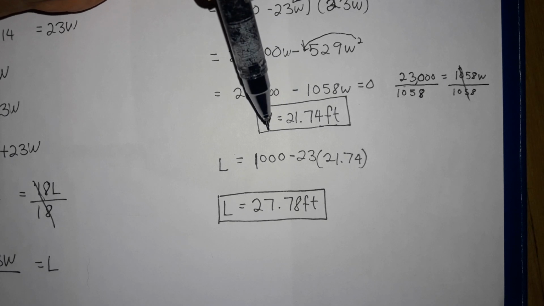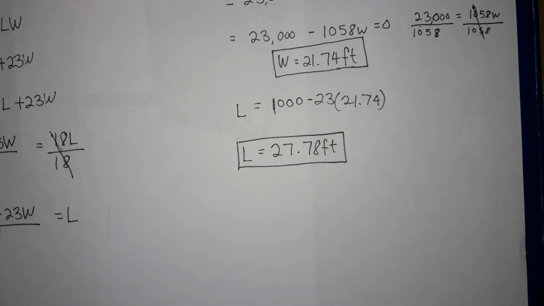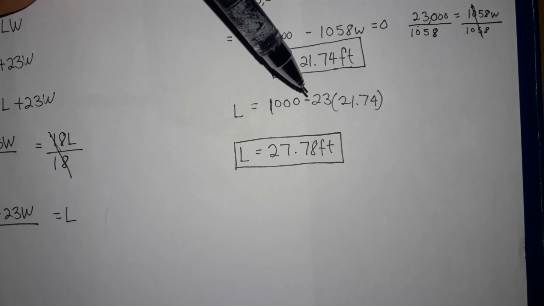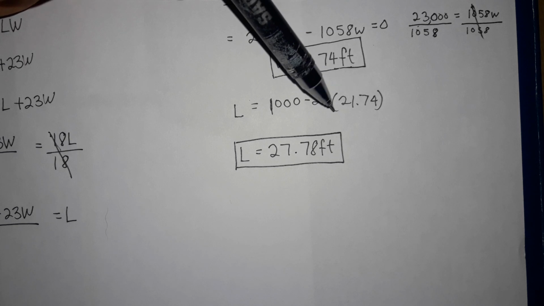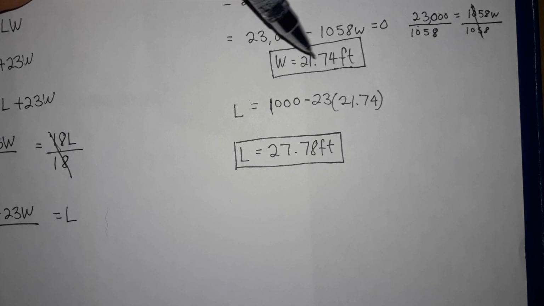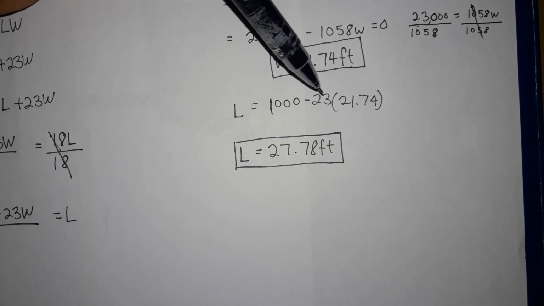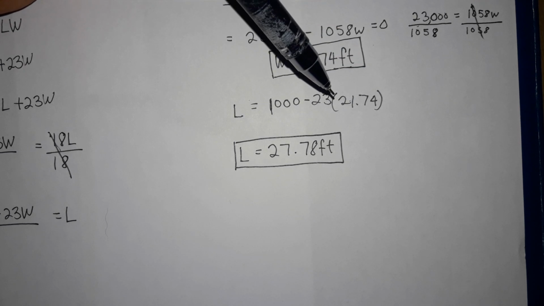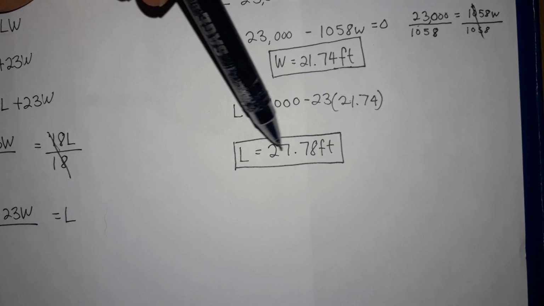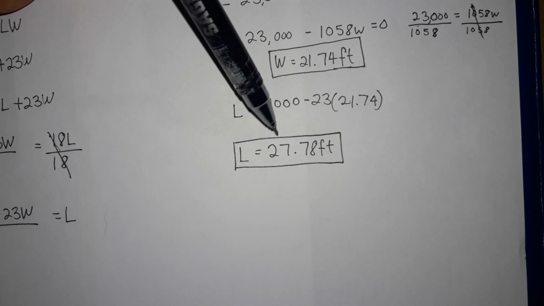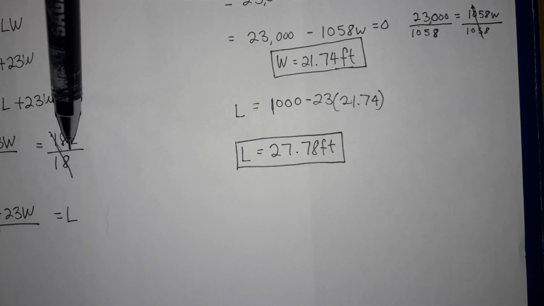Now we have the width. So our length before was (1000 minus 23W) over 18. Then substitute the W, which we already have, 21.74, and then multiply and then subtract. So what we would be getting is 27.78 feet. And that's all.